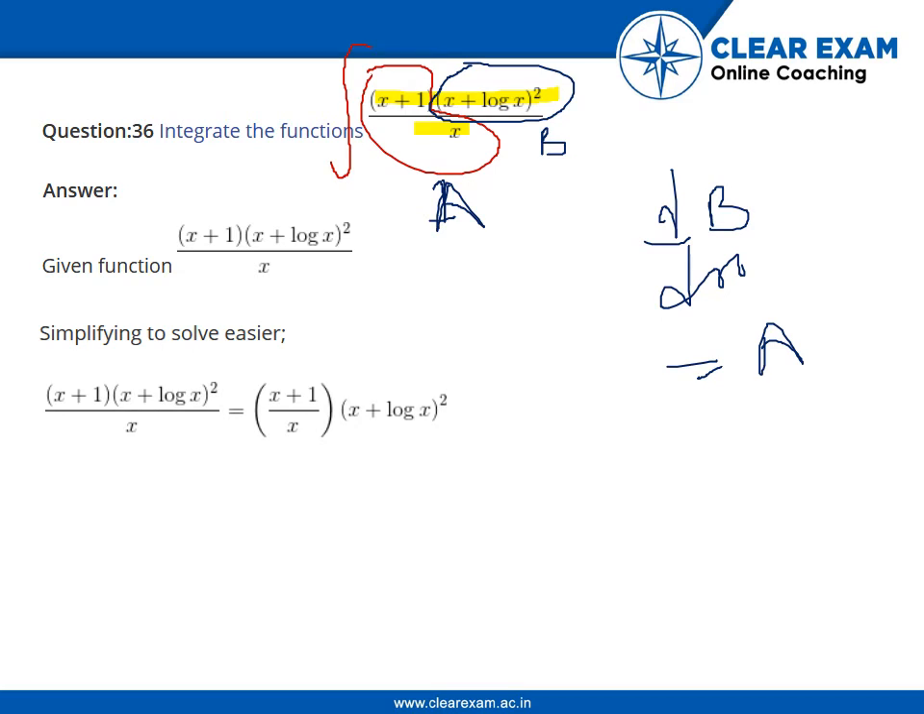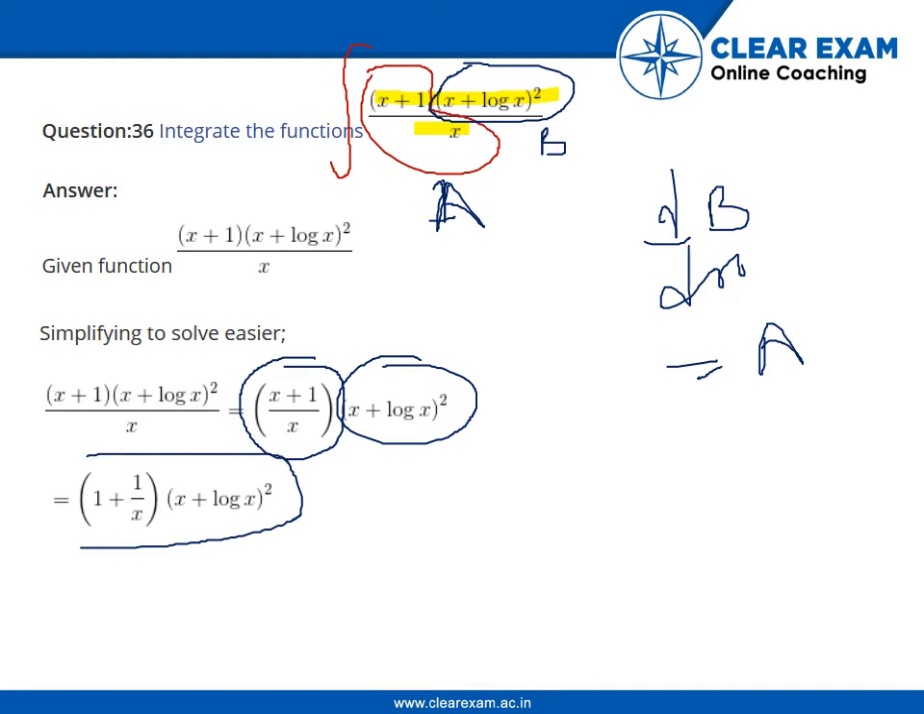They are simplifying the expression. They brought (x plus 1) upon x in one part and the remaining as the other whole part. That is what I told you earlier. Now simplifying further, we get (1 plus 1 upon x) times (x plus log x) raised to the power 2. Now moving to the next step, we assume that x plus log x is equal to t.